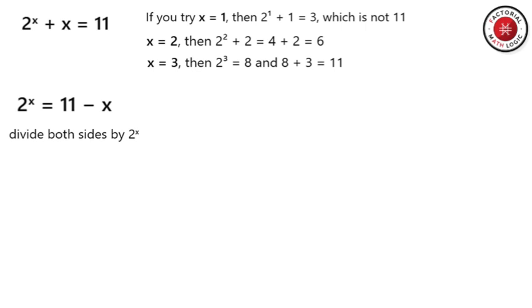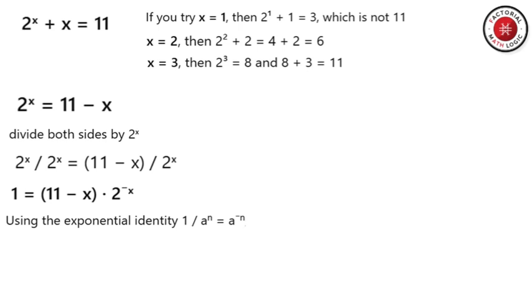Now divide both sides by 2 to the x. 2 to the x divided by 2 to the x equals (11 minus x) divided by 2 to the x. This simplifies to 1 equals (11 minus x) times 2 to the minus x. Using the exponential identity, 1 over a to the n equals a to the minus n, we rewrite the expression and keep (11 minus x) times 2 to the minus x equals 1.